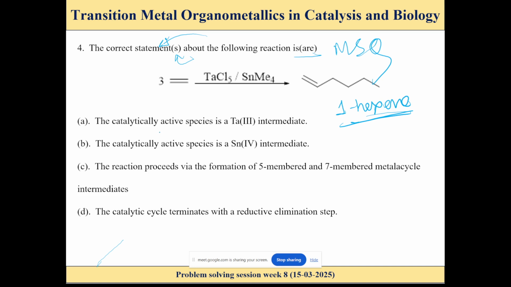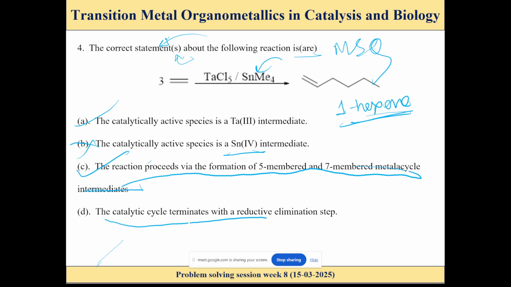The catalytically active species is a tantalum 3 intermediate. Yes. The catalytically active species is a SnR4 intermediate? No, SnR4 is already present, which is not catalytically active. The reaction proceeds via the formation of a 5-membered and 7-membered metallacycle intermediate. Yes. And the catalytic cycle terminates with a reductive elimination step. Yes. So here you can clearly see that option A, option C and option D are correct, but option B is not correct.